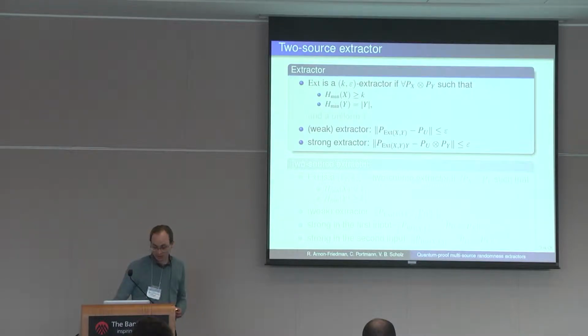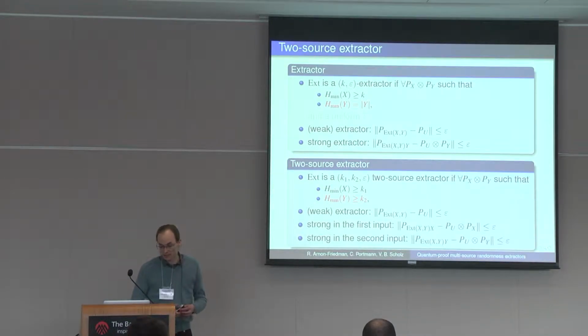And now the definition of a two-source extractor is a minor relaxation of this. You basically copy-paste this, but instead of saying the min-entropy of Y is uniform, you just have a lower bound on the min-entropy. So a two-source extractor is just this relaxation of an extractor. So it's one minor change in the definition, and it's a very useful relaxation, because it's hard to have something which is perfectly uniform. So it would be very nice to have something like that also in the quantum case.